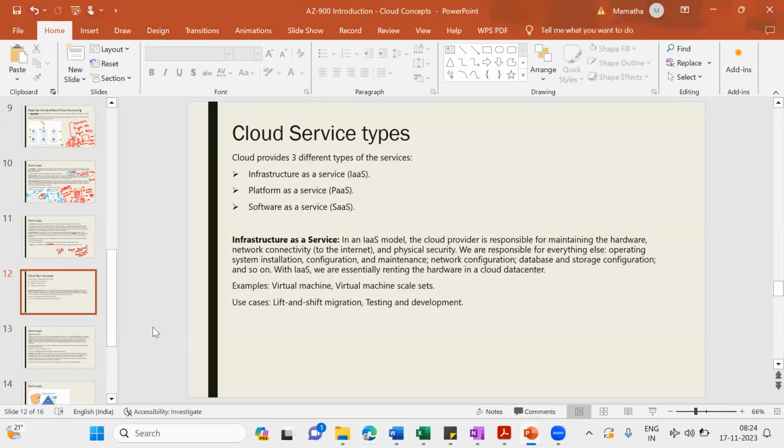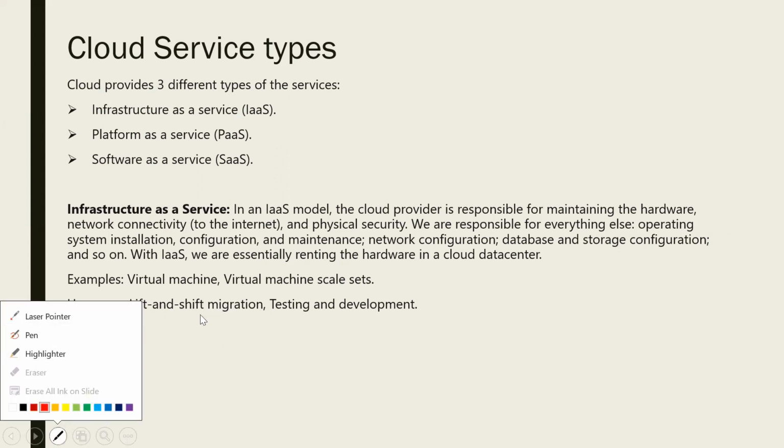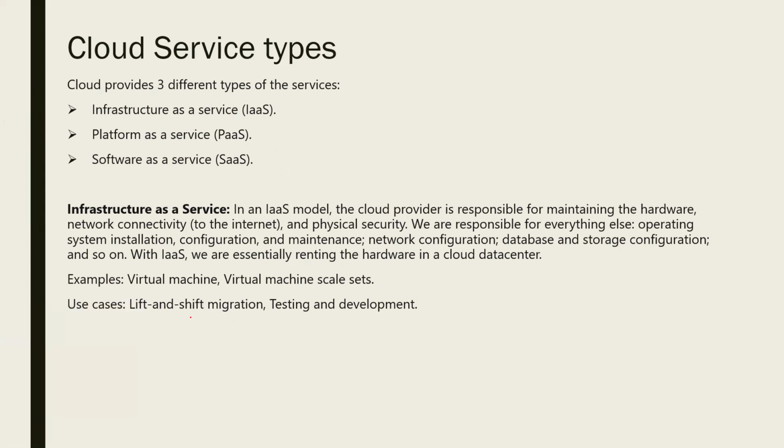So, cloud service types. We have three different cloud services: infrastructure as a service, platform as a service, and software as a service. We can start with infrastructure as a service. Here, under Azure, we can create virtual machines and virtual machine scale sets. We use this when, for example, I create instances for testing purposes and then remove them.